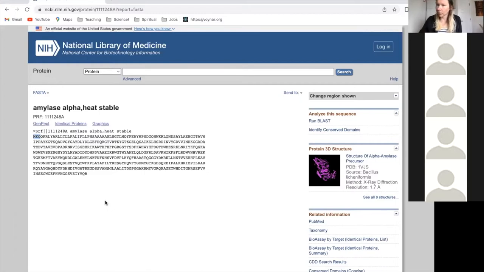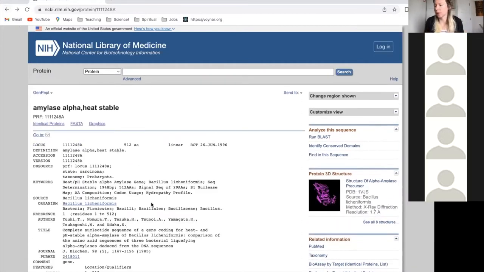Is that all we need to know for this question? Yes, for this particular question. It's just how to get to the site, where you put in that number, and then being able to interpret the information that it gives you. Okay, sounds great. And for the amino acid sequence, is it always going to be the first three letters?